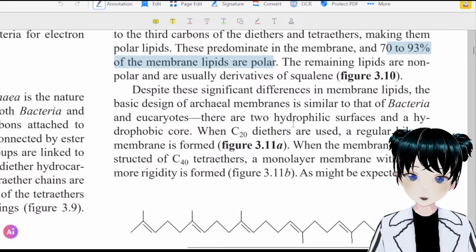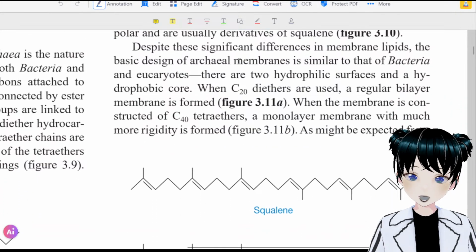Despite these significant differences in the membrane lipids, the basic design of the archaeal membrane is similar to that of bacteria and eukaryotes. There are two hydrophilic surfaces and a hydrophobic core. Exactly. One hydrophobic core means the inner area is just single, so that's why it's called core, while the outer sides are two, so the hydrophilic surfaces. When carbon-20 diethers are used, a regular bilayer membrane is formed. Yeah, a regular bilayer. When the carbon is 20, because it's not that long, it needs another piece to make a double layer, to make the length that is needed.